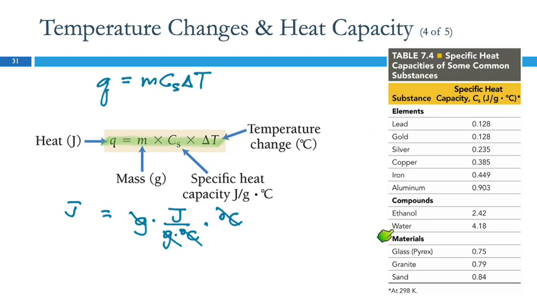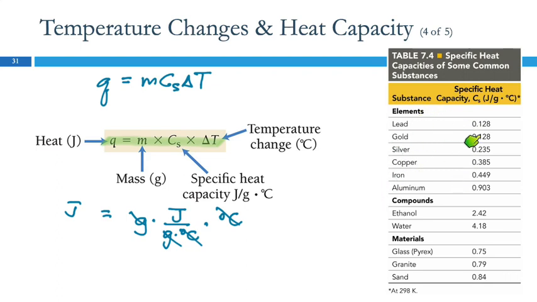This is a short list of some specific heat capacities. There's a few elements here, there's a couple of compounds, and then there's different materials, glass, granite, sand. And so these are the specific heat capacities, and no, we're not going to memorize any of these. Okay? We're not going to memorize them.